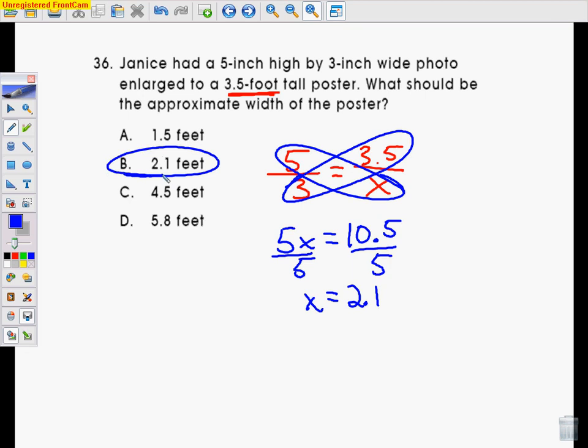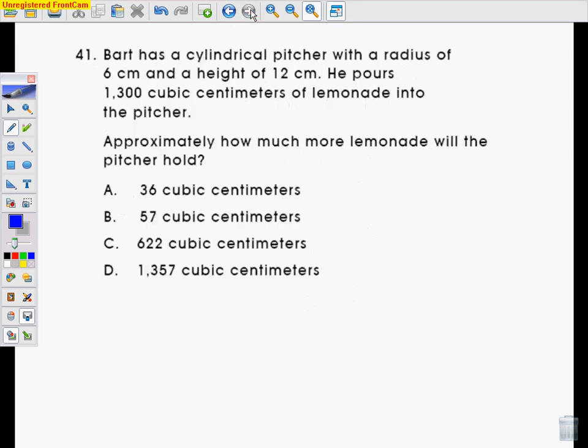All right. Some people say, well, shouldn't you have turned feet into inches here? When you're dealing with a proportion, you don't actually have to do that as long as the proportion you use is consistent on both sides. Here we had inches over inches. Here we had feet over feet. So it didn't really matter here. Okay? All right. Last one.